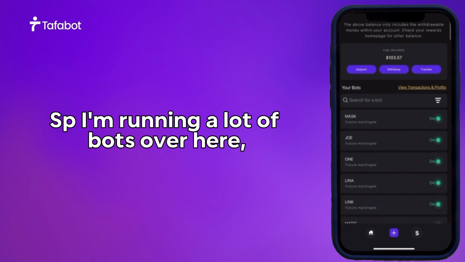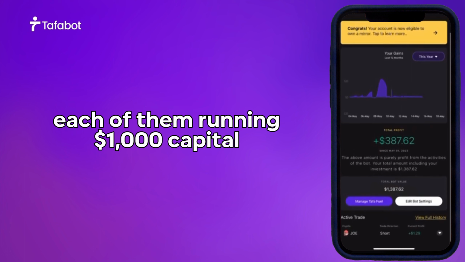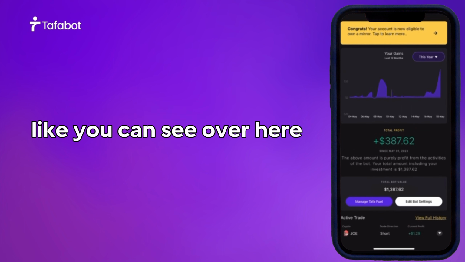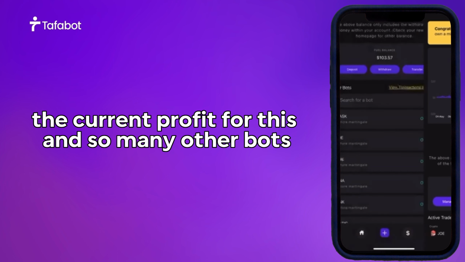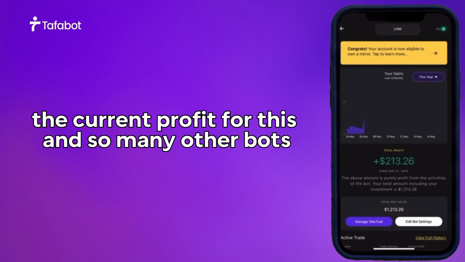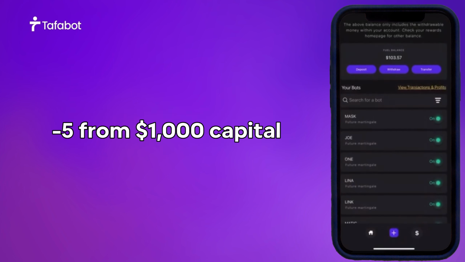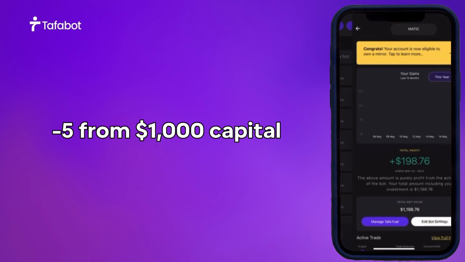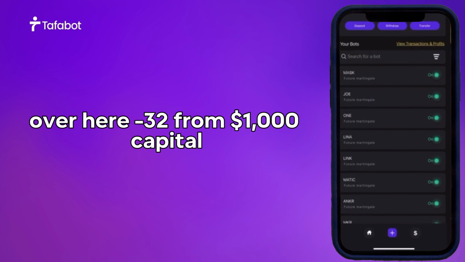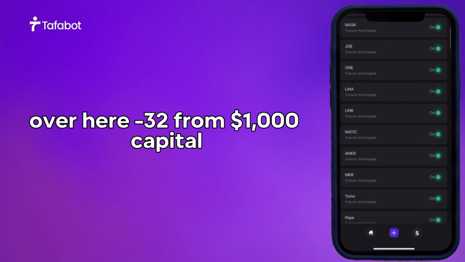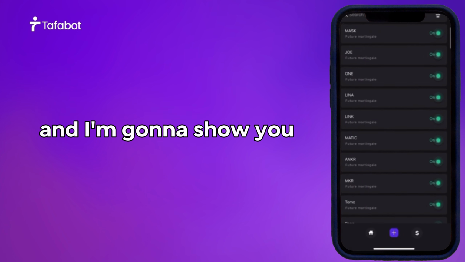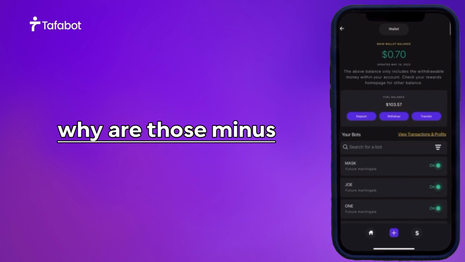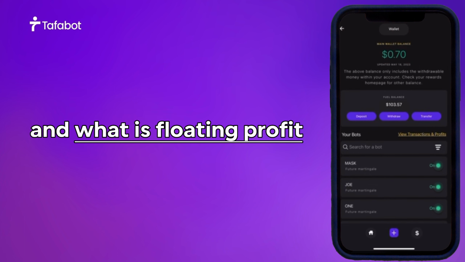So I'm running a lot of bots over here, each of them running $1,000 capital, like you can see over here. The current profit for this, and so many other bots, is -5 from $1,000 capital, over here -32 from $1,000 capital, and several other bots -12. And I'm going to show you why those are minus and what is floating profit.